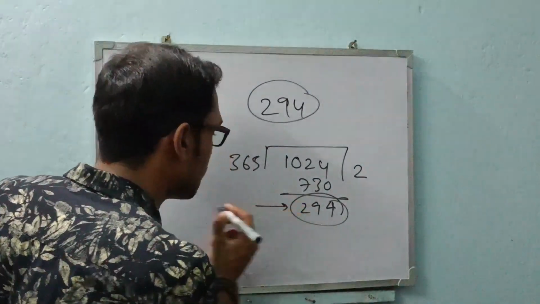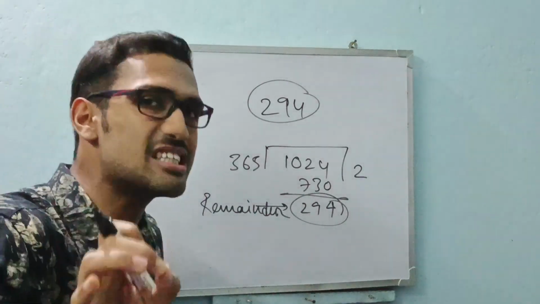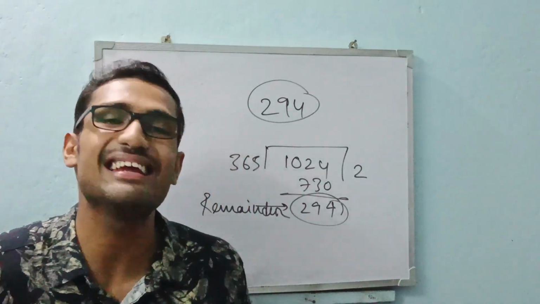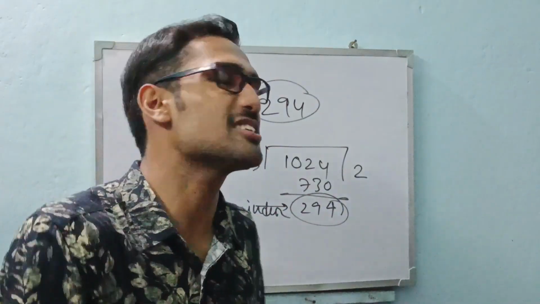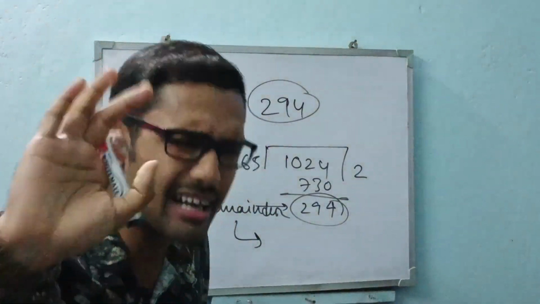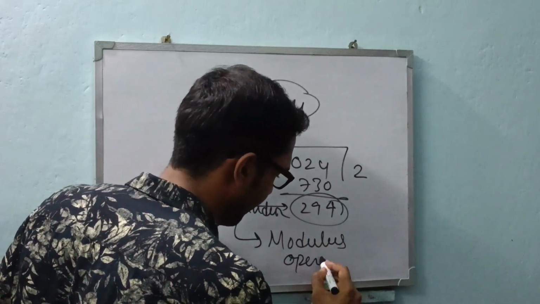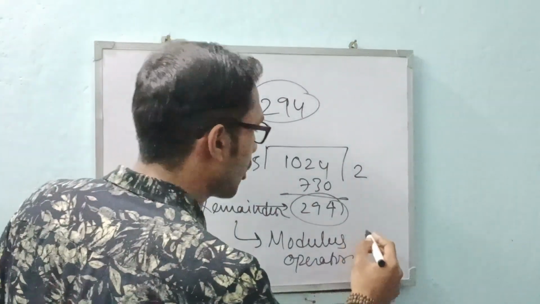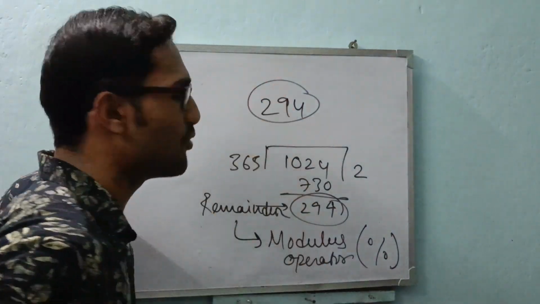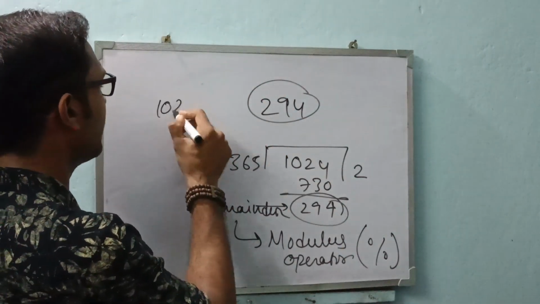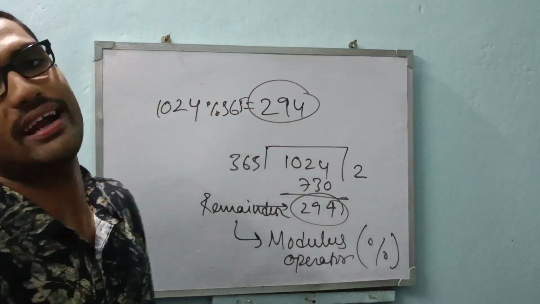So what is this part? This part is our remainder. Clear? So which operator helps us to find the remainder? Yes, you are correct, guys. You are 100% correct. It's the modulus operator. And the modulus operator is represented by the percentage sign. So in order to find this, how will I write? I will simply write 1024 modulus 365. And this will give you 294 as the output.